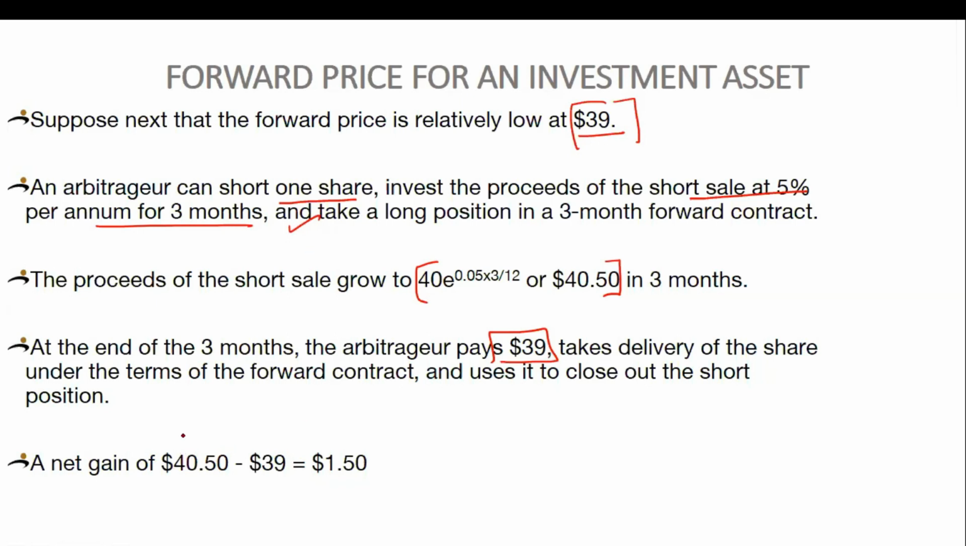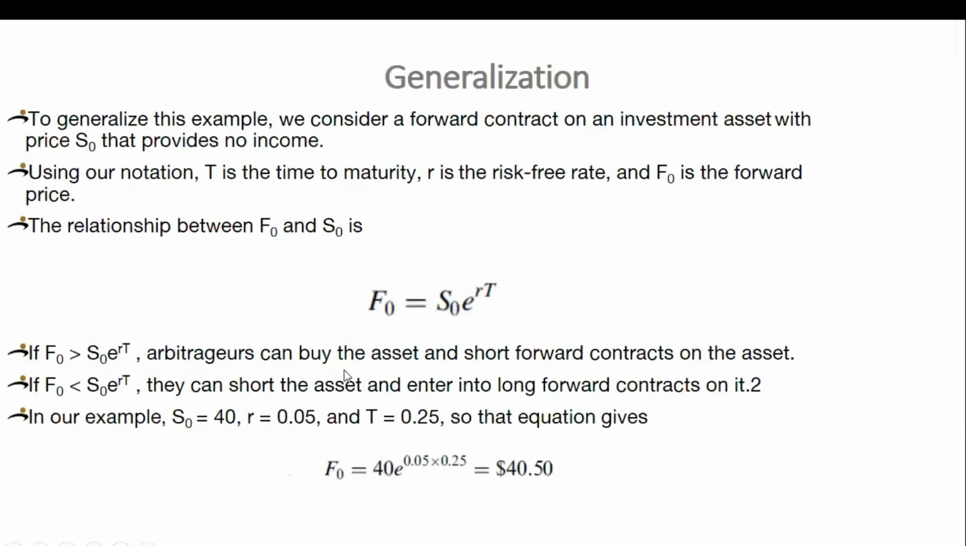What is the difference between the two? This is the money we received: we sold the stock for $40 and invested it in the market at a 5% interest rate. So after 3 months, we received 40.5. Then we paid $39 to buy the same stock. And this is the profit which we made. So if we want to generalize the whole formula, the forward price is nothing but the spot price multiplied by an exponential term involving your interest rate and time, right?